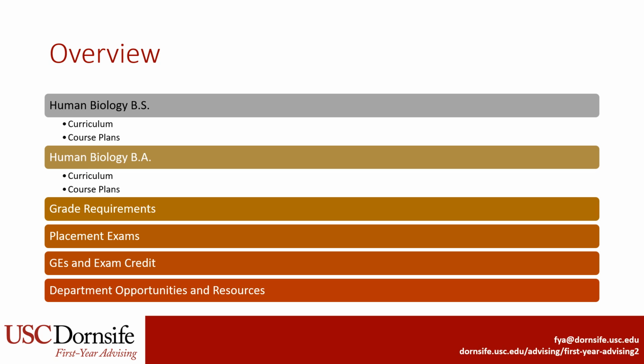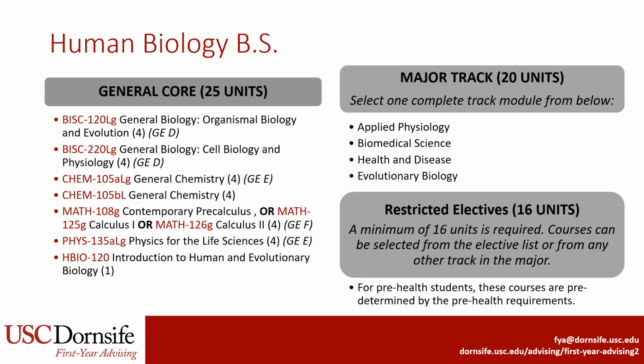We will provide an overview of the curriculum and sample course plans for both, then review grade requirements, talk about which placement exams you'll need, and see the overlap of major courses with GE requirements and exam credit. And finally, discuss opportunities and resources in this section of human biology. Let's start with the Bachelor of Science.